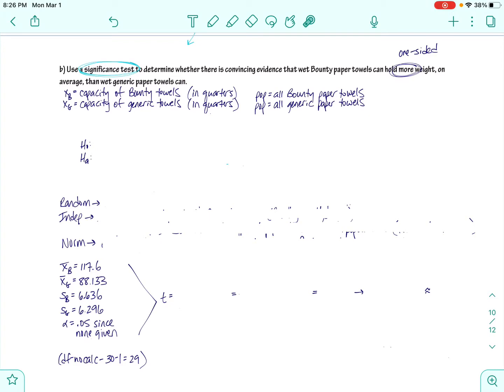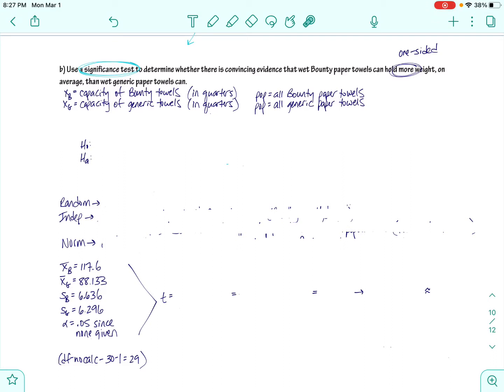You have to be very thorough and very clear. The capacity is being defined in this problem as quarters. They could have used anything to decide, put something heavy on the paper towels, but they just decided to use quarters. So that is how I'm measuring all these X values. I'm also defining the populations here. And then I need to come up with an H0 and an Ha.